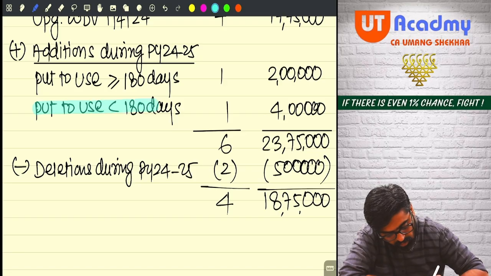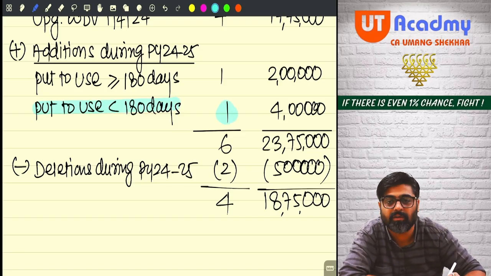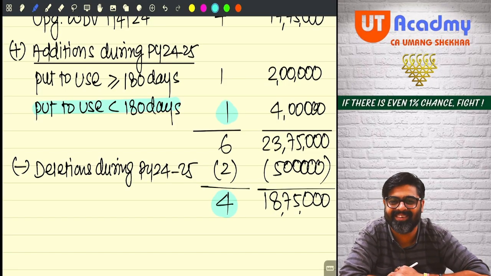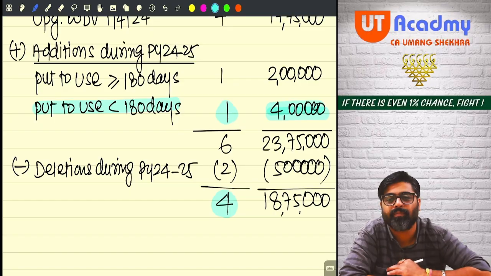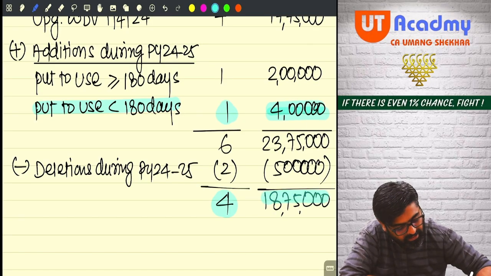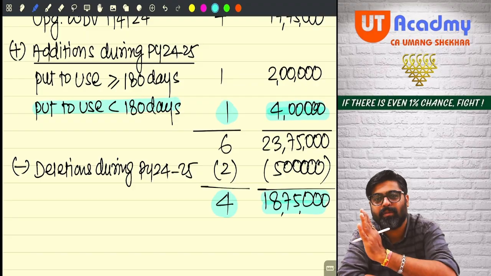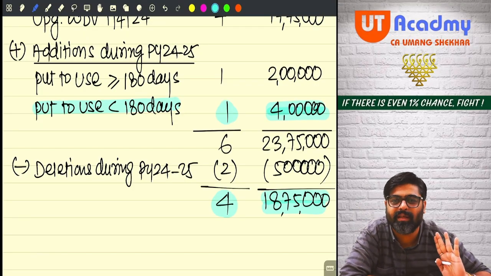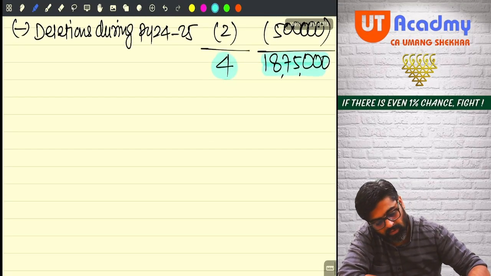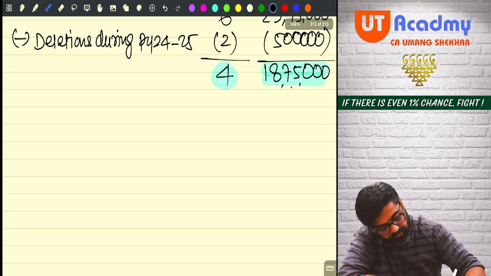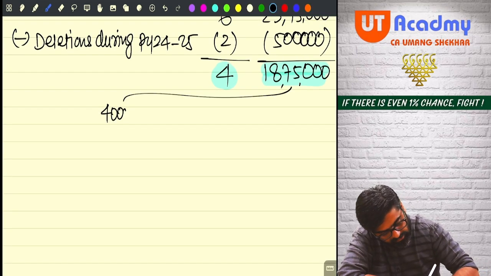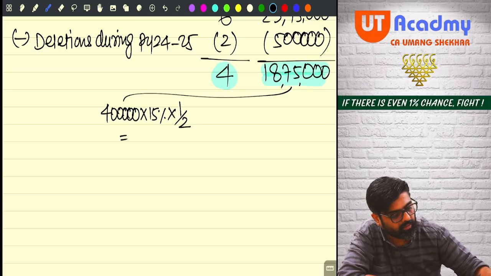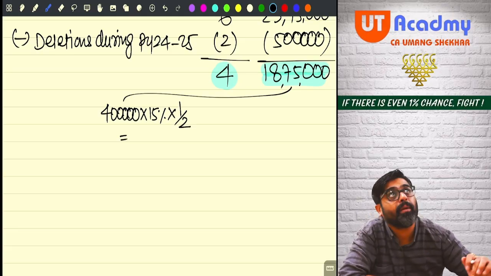The asset which was put to use for less than 180 days, this one asset, is still with me as on the last day. What was the cost of this asset? So that 4 lakh is there in 18 lakh 75. Separate it, on that half rate. So now what I will do, out of this, on 4 lakhs I will apply half of 15%. So 4 lakh into 7.5% will be how much?